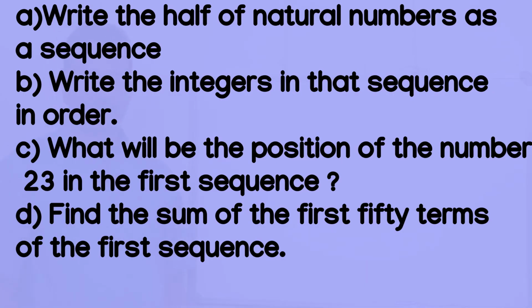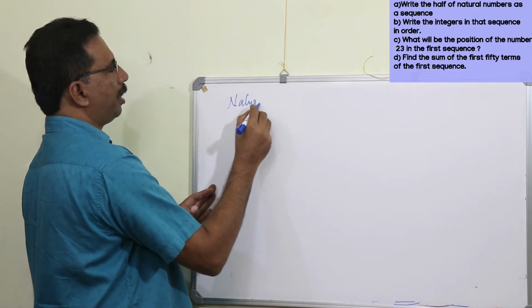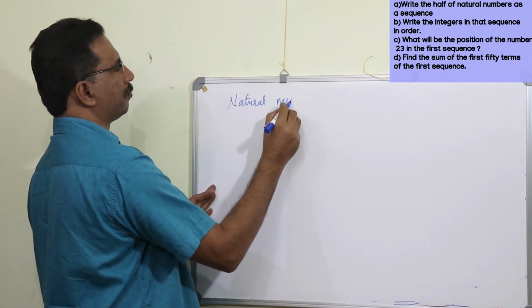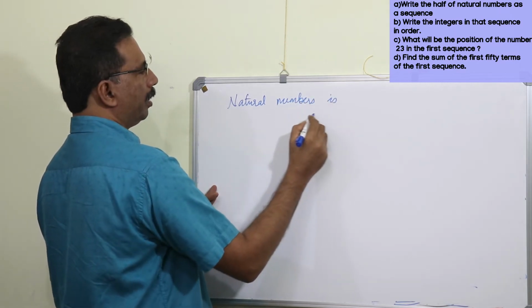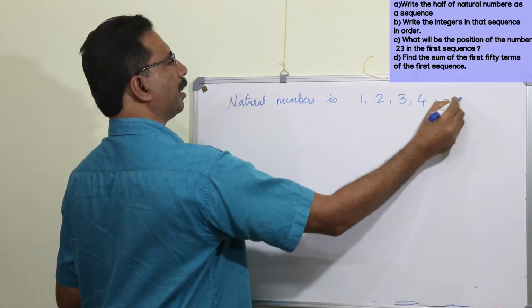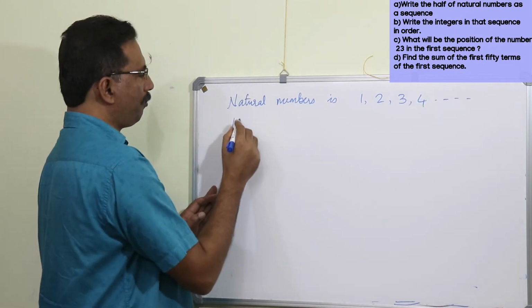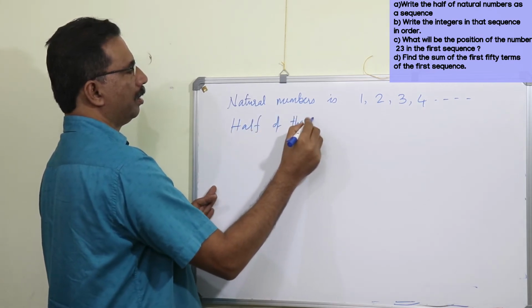Write the half of the natural numbers as a sequence. Half of the natural numbers. We know that the natural numbers, which are the natural numbers? 1, 2, 3, 4, etc. This is an arithmetic sequence. Half of the natural numbers.